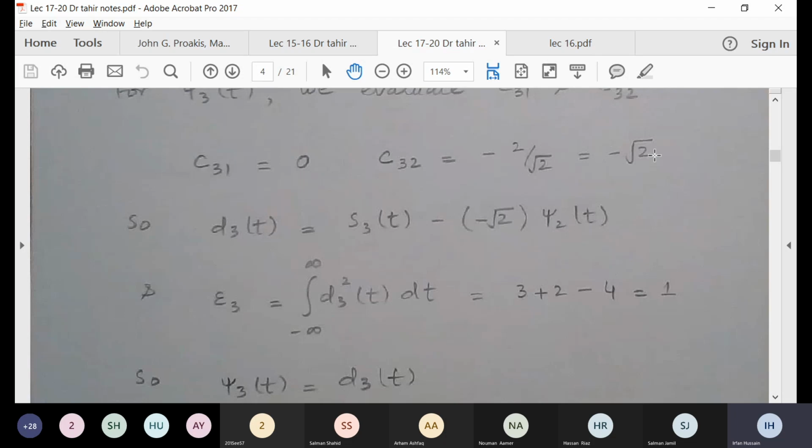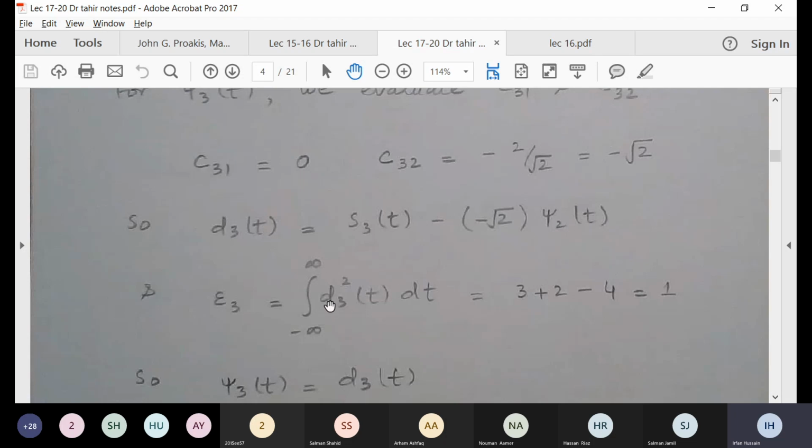Once we have found the projections, now you can find D3, which will be S3 minus C31 into psi1. But C31 is 0, this goes away. Minus C32 into psi2. So C32 is this, psi2 is psi2. This gives you your D3, which is orthogonal to psi1 as well as psi2, because whatever part was dependent has been taken out.